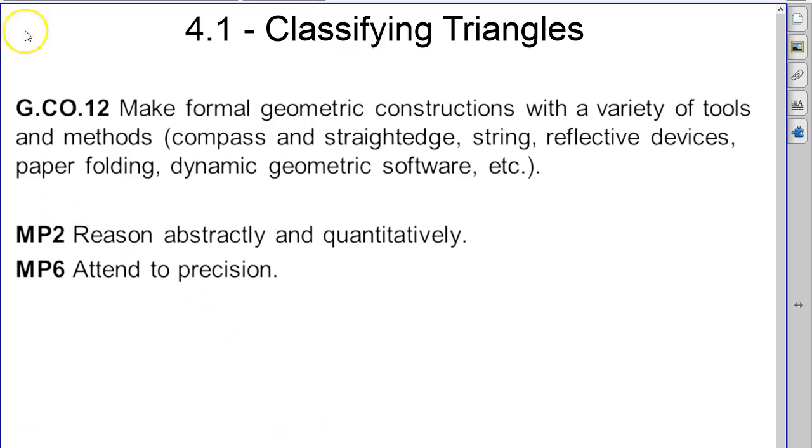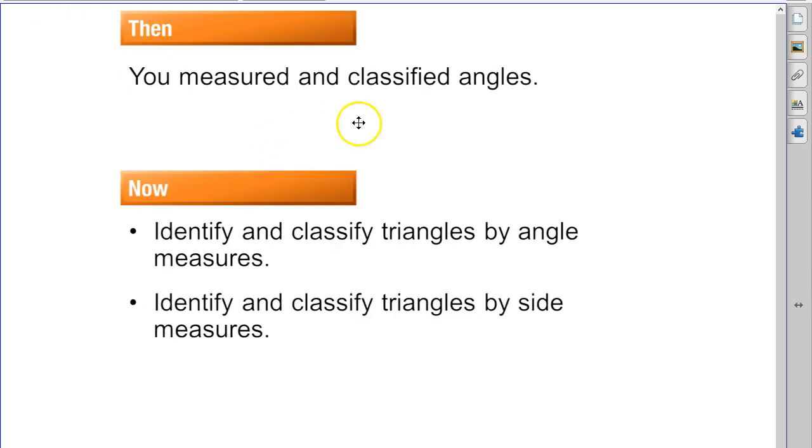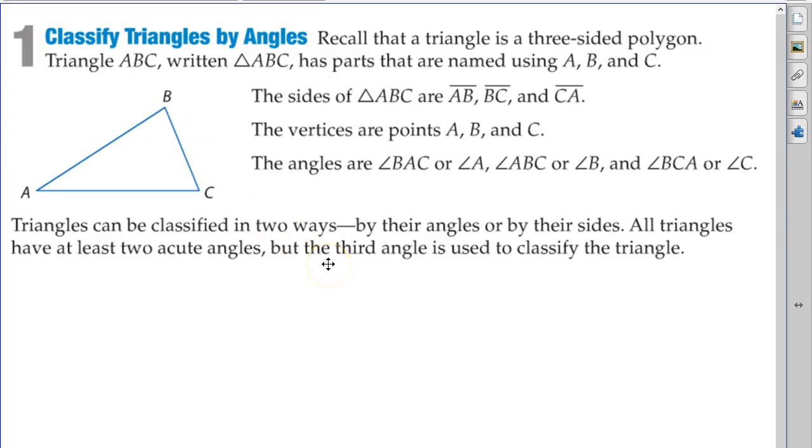So first, our first goal for the section is, we've measured and classified angles before. Now we're going to do the same thing with triangles. Okay, so measure and classify triangles. So here we go. Definitions.